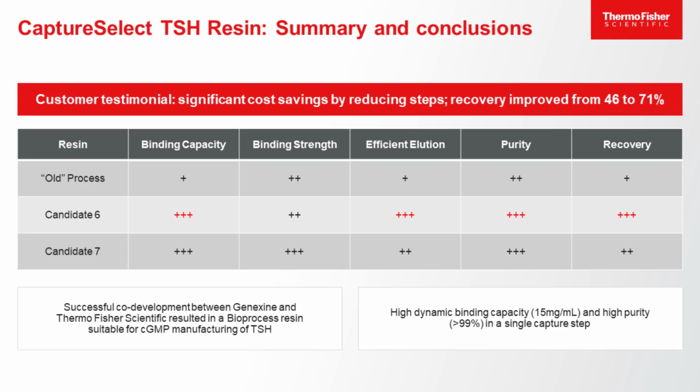So finally, giving the conclusions of the performance, comparing it to the old process. The old process, of course, was a multi-step process, having poor binding capacity and strength, poor elution, moderate purity, and a low recovery. And by using candidate 6 in the middle lane here in this table, we were really able to improve the purity, efficient elution, the binding capacity, and as well the final recovery.